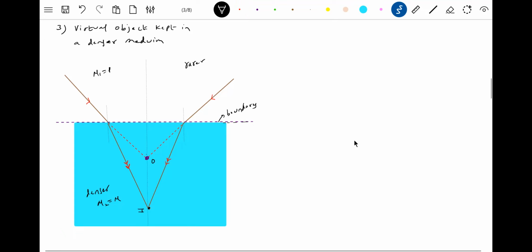Okay, this will be virtual. This will be real. Okay, there's a boundary. So again, the same symbols, everything. Let this be angle of incidence I. Let this be R. Let this be I, let this be R.